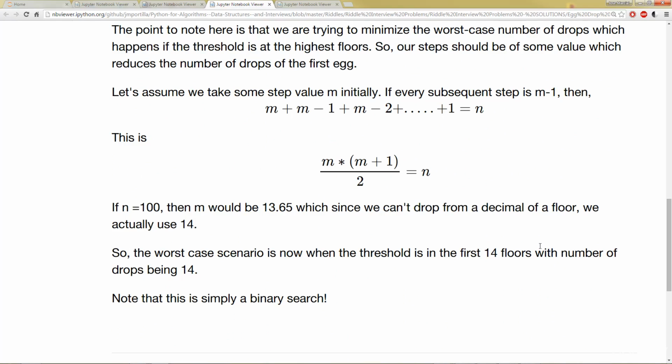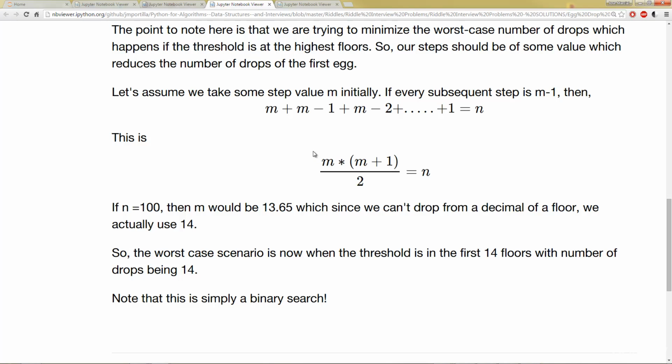So this is actually just simply a binary search, and that's really what this question is trying to get at. If n is equal to 100 here, then the letter m can be solved for, and it's going to be equal to 13.65 if you have 100 floors.